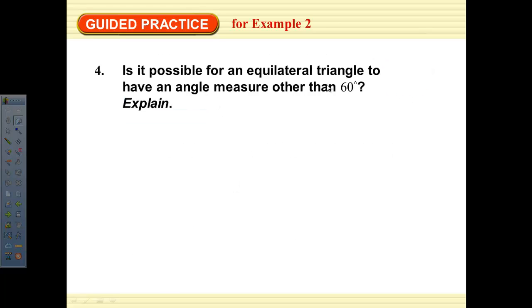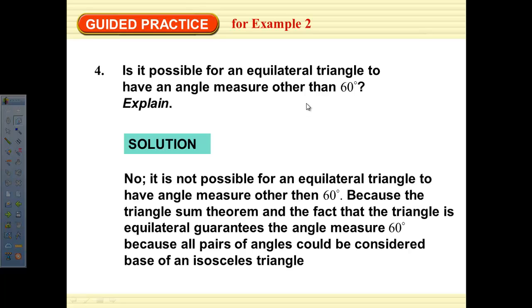And finally, is it possible to have an equilateral triangle with an angle measure other than 60 degrees? No, this is impossible because, again, if it's equilateral, then it's going to be equiangular. Just as it says here, it's not possible for an equilateral triangle to have an angle measure other than 60 because the triangle sum theorem and the fact that the triangle is equilateral guarantees that each angle will be 60 degrees because all pairs of angles are considered to be the base of the isosceles triangles.